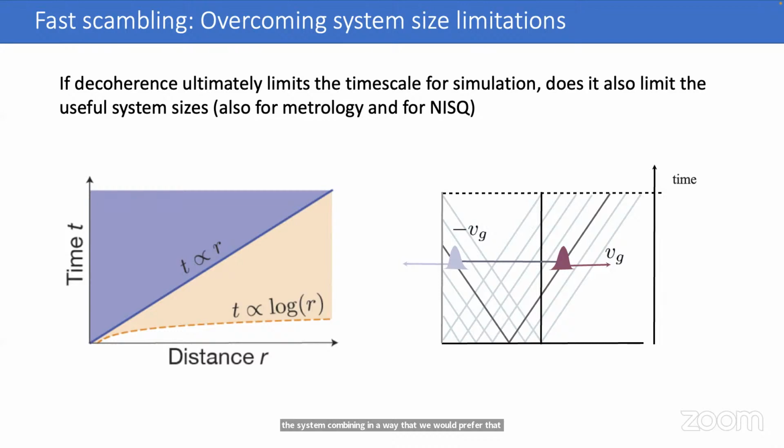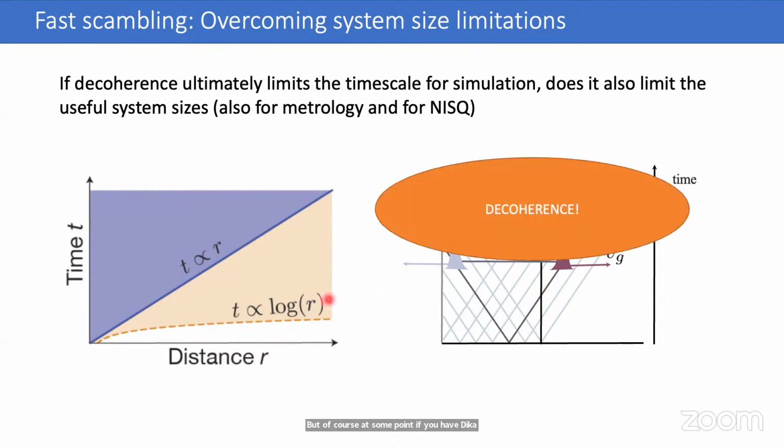But of course, at some point, if you have decoherence that cuts off the timescale, it's also going to limit the size scales in the system over which you can build up correlations, and therefore also over which you can build up entangled states. So the question is, does that mean for an analog quantum simulator that the relevant size scale of the simulator is always limited essentially to the size over which you can build up entangled states within the coherence time of the system? The answer is in some sense yes.